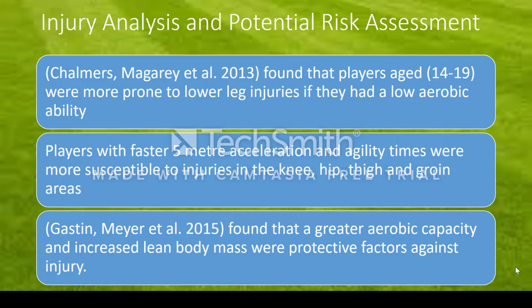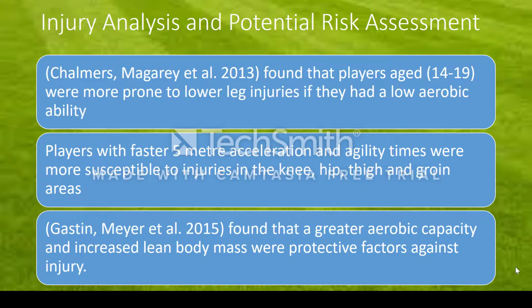Chalmers and Marjorie also found that elite underage players with faster 5-metre acceleration and agility times were more susceptible to injuries in the knee, hip, thigh and groin areas. Taking this into account, frequent monitoring of players who display these traits would be worthwhile to prevent injuries associated with the knee, hip and groin.